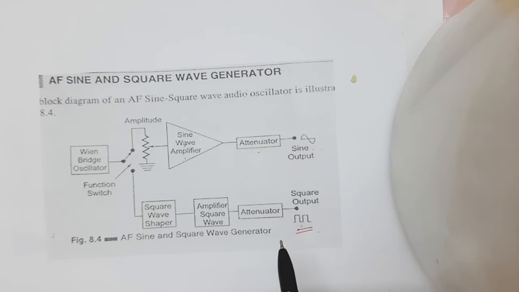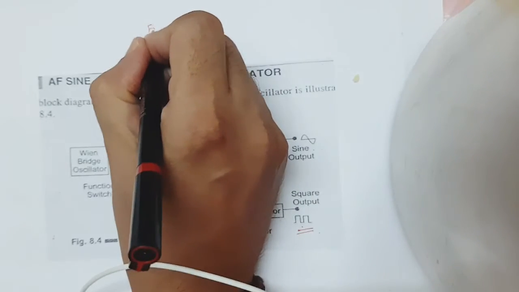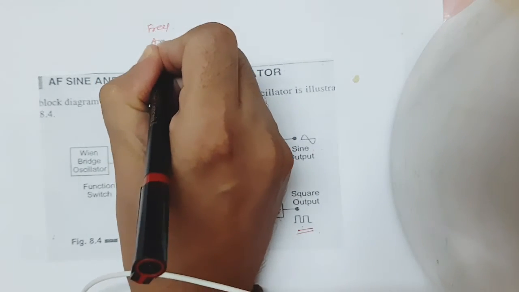The instrument generates a frequency range from 10 Hz to 1 MHz, continuously variable in 5 decades with overlapping range. The output wave amplitude can be varied from 5 millivolt to 5 volt. So there is a change in frequency, and also a change in amplitude.